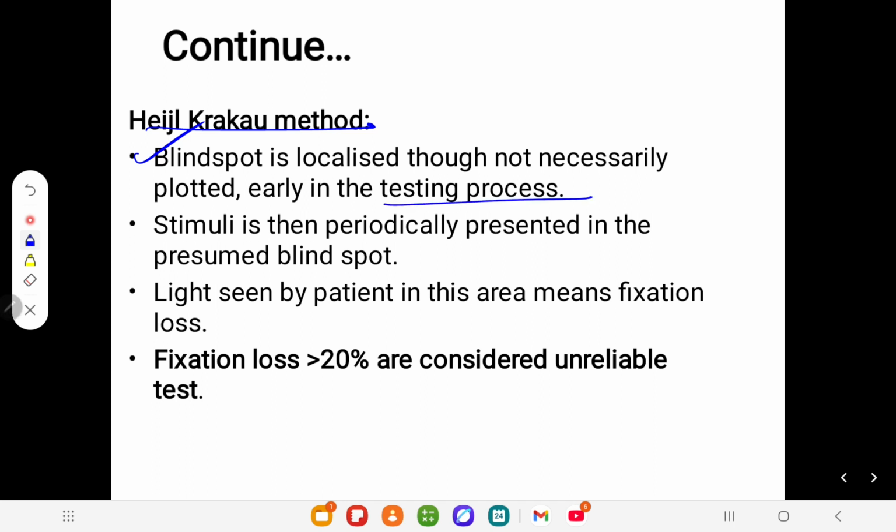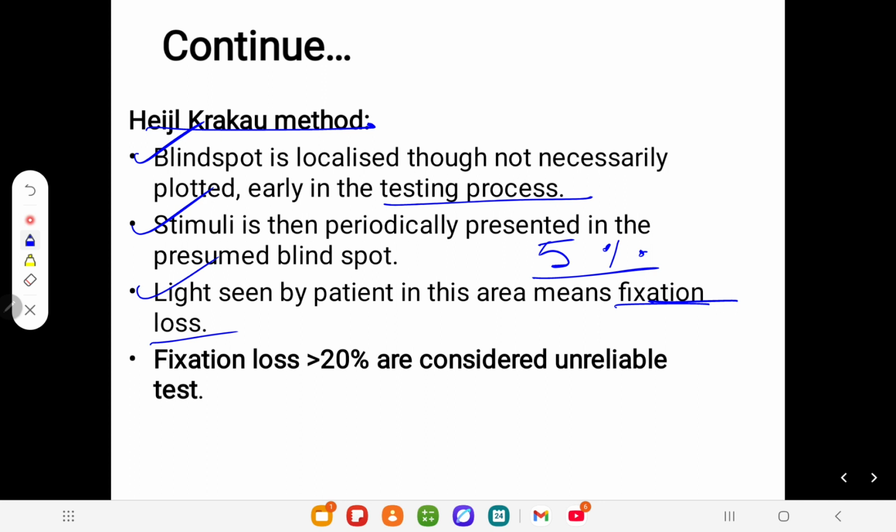What do you mean by early testing process? The early testing process means your central fixation process. In that process, the blind spot is localized, and the stimuli are then periodically presented in the presumed blind spot area, approximately 5% of the stimuli. And what happens whenever you present the stimulus to the blind spot area? Definitely you don't want to see it, isn't it? You cannot see there. The light seen by the patient in this area means fixation loss. If you throw the light in the blind spot, you must not see it. If you can see it, that indicates there is fixation loss.